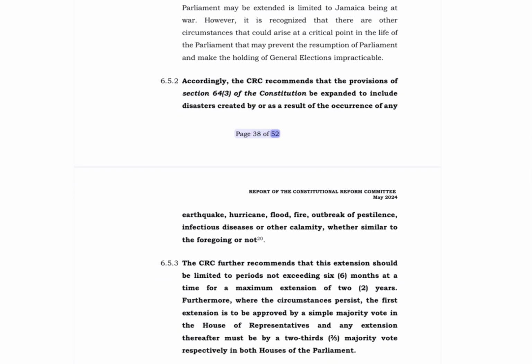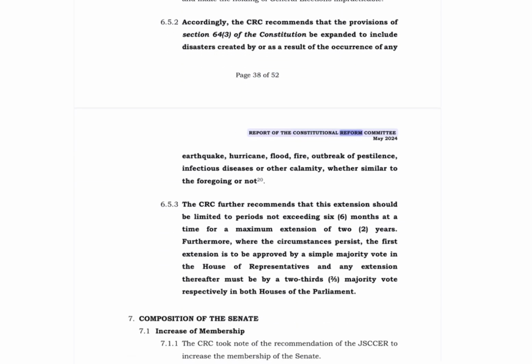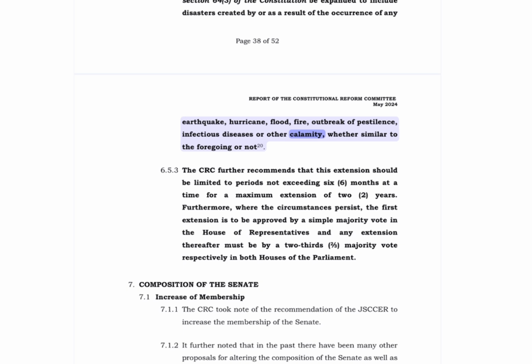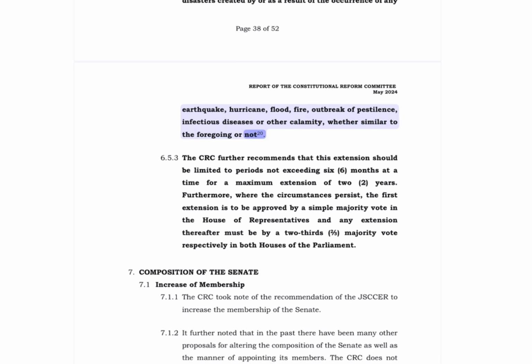Page 38 of 52. Report of the Constitutional Reform Committee, May 2024. earthquake, hurricane, flood, fire, outbreak of pestilence, infectious diseases or other calamity, whether similar to the foregoing or not. 20.